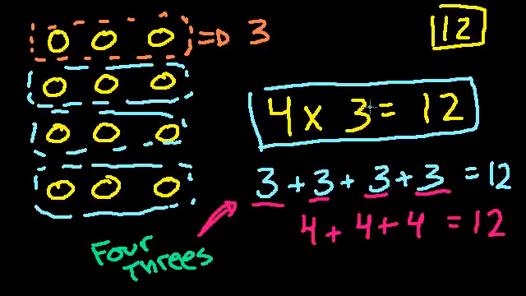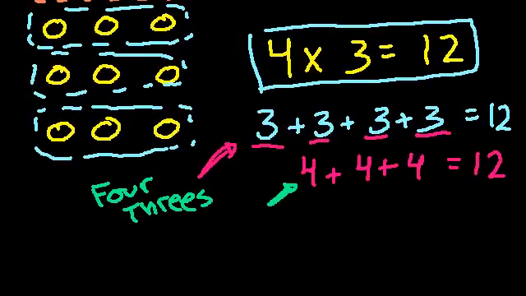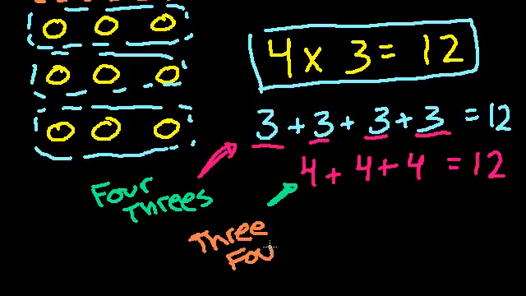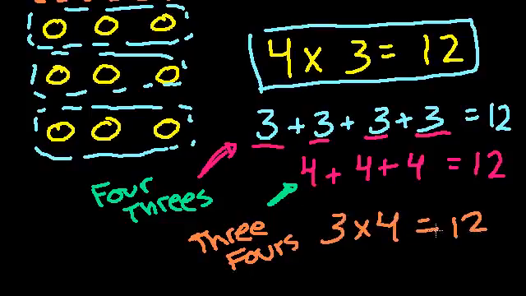And that is 4 times 3, or 3 4 times. And this is, let me do that in a different color. That is 3 4s. And it could also be written as 3 times 4. And they all equal 12.